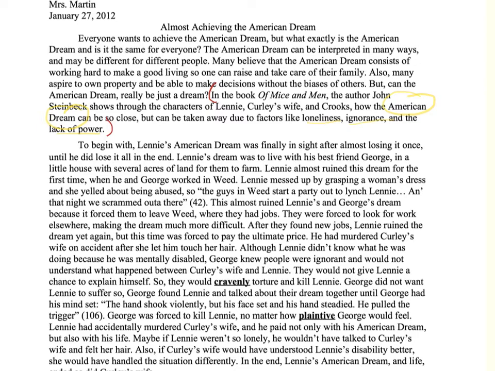So that's number one. Number two, it clearly says what John Steinbeck is showing. It's right there. John Steinbeck shows through the characters that the American dream can be so close but can be taken away. So I'm not left wondering, okay, what is John Steinbeck saying about the American dream? It is contestable because a reasonable person could certainly argue with whether loneliness, ignorance, and the lack of power can take away the American dream. It's supportable. So it meets the criteria, and it can be applied universally as well as just to the book. So this is a thesis that works.